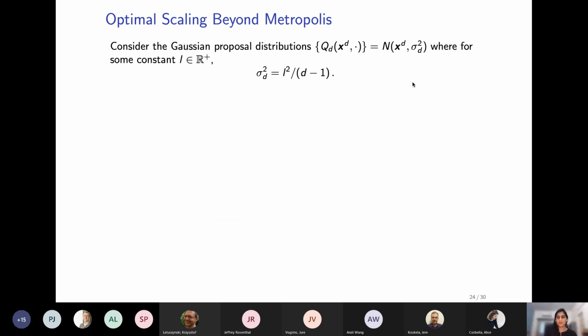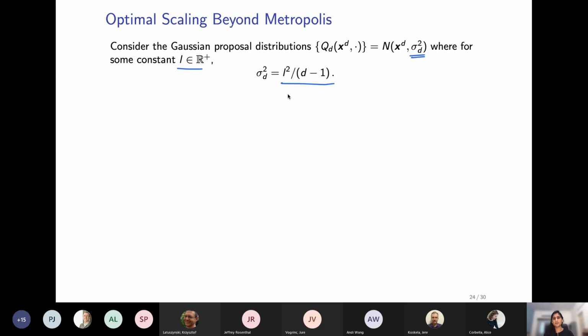And then my proposal is going to be a Gaussian proposal with variance sigma squared sub d, where for some L, sigma squared d is going to be L squared by d, essentially. So as dimension increases, I want to linearly reduce the variance, and this is going to be the scaling that's going to work for the class of acceptances.